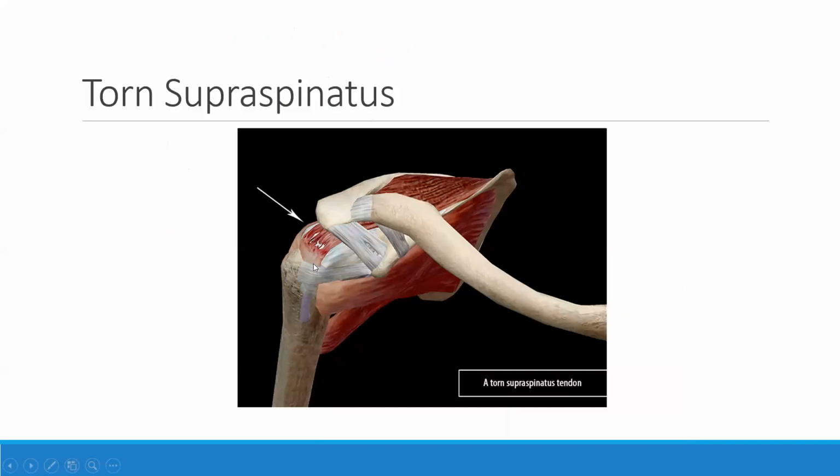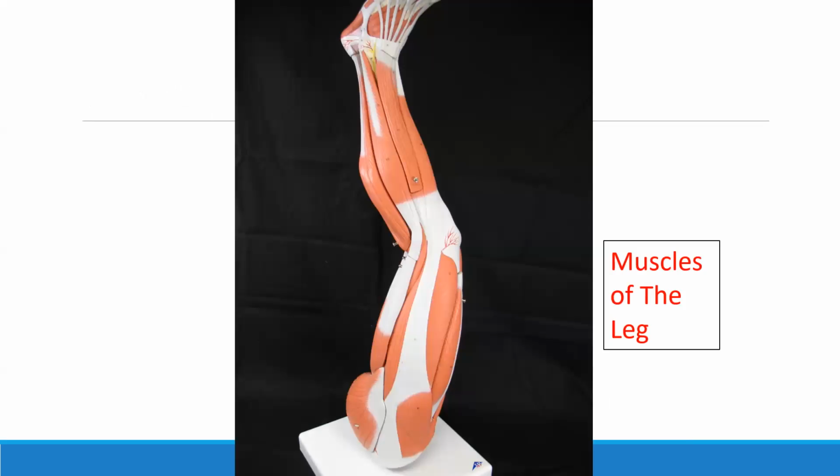So this is a very common injury, a torn supraspinatus tendon, right here at the point of attachment. And this makes it painful to move the arm. And of course, how humans are, if it hurts to do something, we're not going to do it. So we have to get that fixed. And as I said, it's a very easy fix. Okay, moving on. Let's take a look at the leg now.